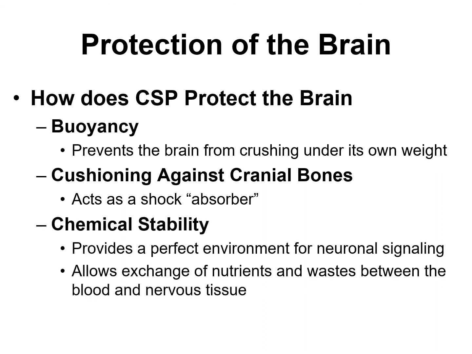We talked about the composition of cerebral spinal fluid, and what I didn't mention is the concentration of electrolytes provides a very good environment to support the production of action potentials and the normal neuronal signaling that occurs between neurons. And lastly, the cerebral spinal fluid allows for an exchange of nutrients and waste products between the blood and the nervous system.